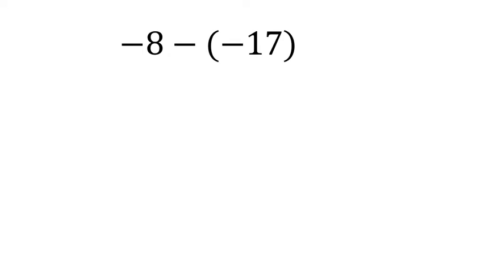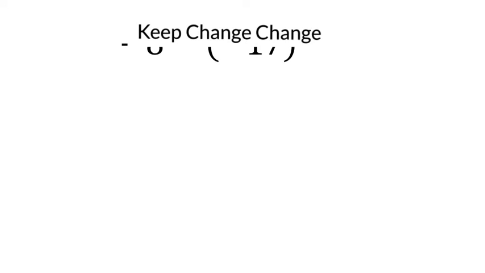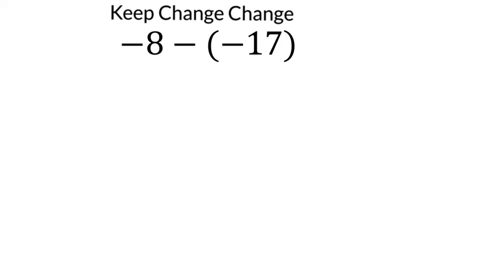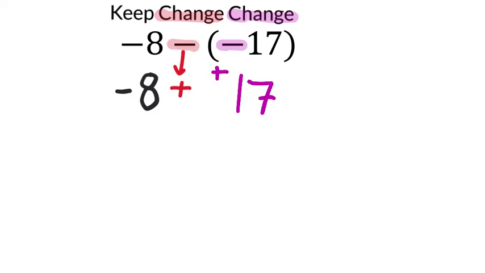Let's go ahead and go over this, okay? Well, let's use some old-fashioned keep, change on this because it's subtraction with negatives, and we don't want subtraction with negatives, only addition. So we're going to keep this 8 negative, and then just as we've seen before, I'm going to change this operation from minus into plus. And then I will also change this minus or negative here into a positive 17.